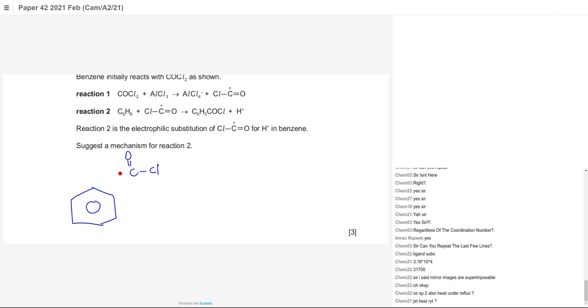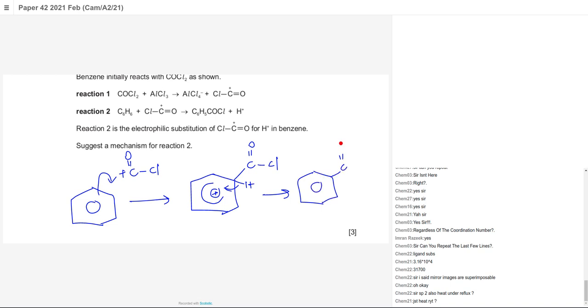This is Cl. Normal Friedel-Crafts acylation mechanism. Cl, this is adjacent to adjacent hydrogen, and then this breaks in and forms the product. Normal Friedel-Crafts acylation. H plus will be given off. This is adjacent to adjacent, this circle, adjacent to adjacent.